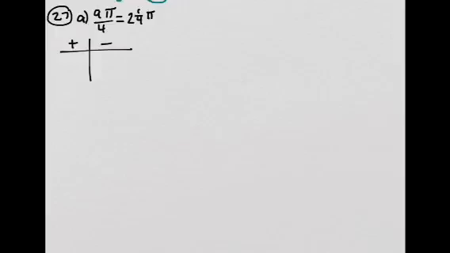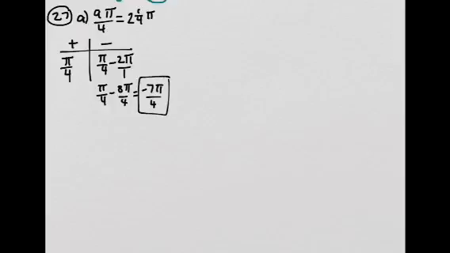Okay, for 27, I could subtract, because 9 pi over 4 is 2 1/4 pi. I could subtract 2 pi from 9 pi over 4 and still get a positive angle. So I'm going to go ahead and do that. I'm going to subtract 2 pi, and I'm left with pi over 4. Okay, and it's coterminal with 9 pi over 4. And if I subtract another 2 pi, I'll be at pi over 4 minus 2 pi. That's pi over 4 minus 8 pi over 4, which is negative 7 pi over 4. So this angle and this angle and this angle are all coterminal.